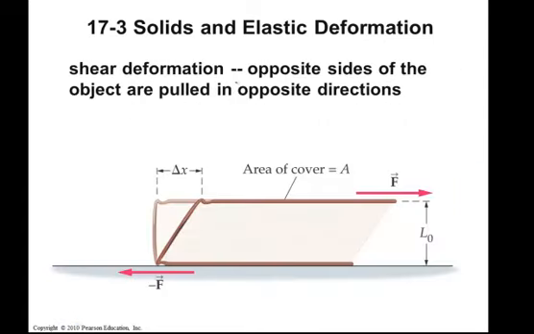Now, shear deformation is when we have opposite sides of the object pulled in opposite directions, meaning this side of the book is pulled this way and this one is pulled this way. And we can see that this is stretched. So it was here and then it's gone this way. And this is the original length. And A is the area of the cup.